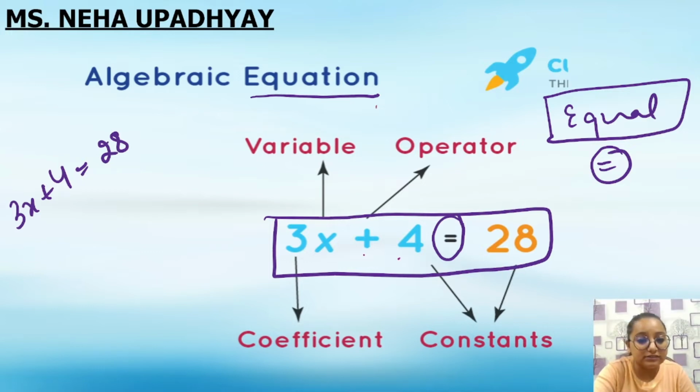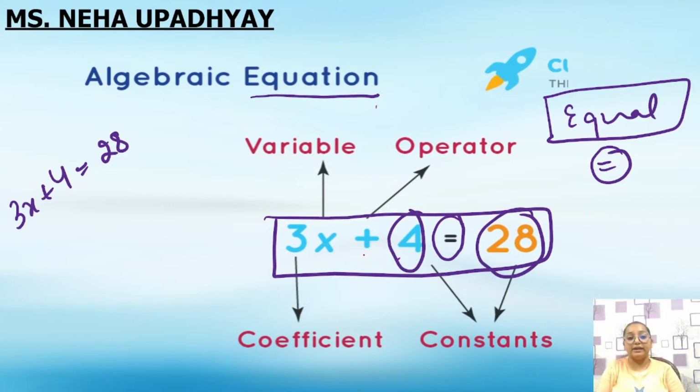Now what are constants in this? That can never change. So the constant in this term is 4 and the constant in this term is 28. We call them constant because... yes, Zaha, tell me why we call them constant. We call them constant because they cannot change.